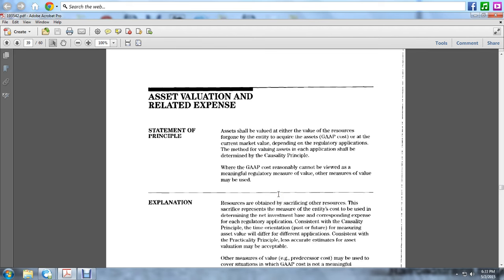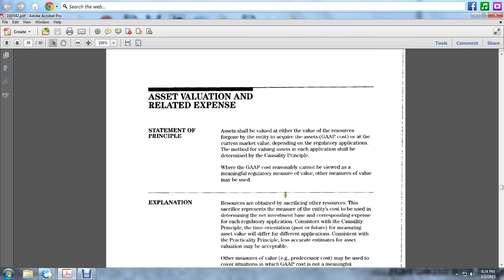Assets, valuation, and related expenses. The assets should be valued at either the value of the resources foregone by the entity in acquiring the assets, the GAAP cost, or at the current market level, depending on the regulatory application's method of valuing assets, and each of the applications shall be determined by the causality principle. The GAAP cost may not be viewed as a meaningful regulatory measure of the value. Other measures of the value may be used.